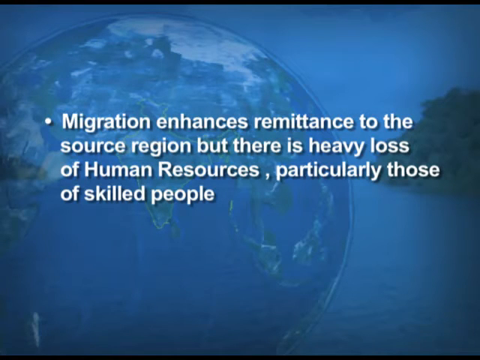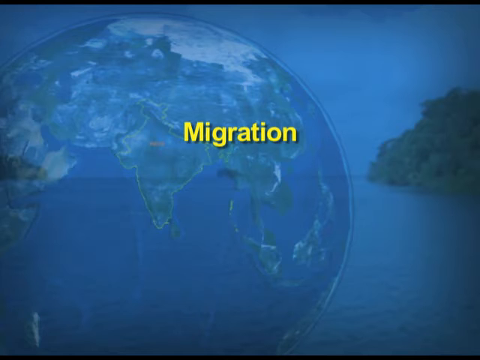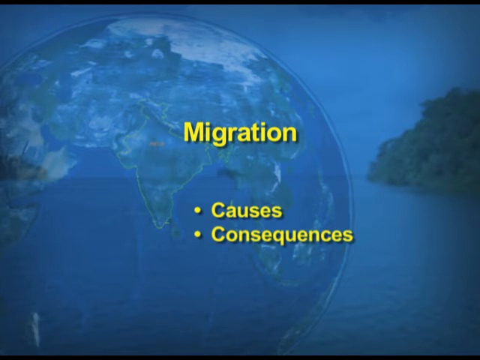Migration enhances the remittance to the source region, but there is a heavy loss of the human resources. For example, children, our IT professionals, when the students take the IT education and they move out to the foreign countries, then what happens? India is a loser of the skilled people, but at the same time India receives quite a heavy amount of the foreign currency also. So, children, till now we have discussed the chapter migration, their causes and consequences.